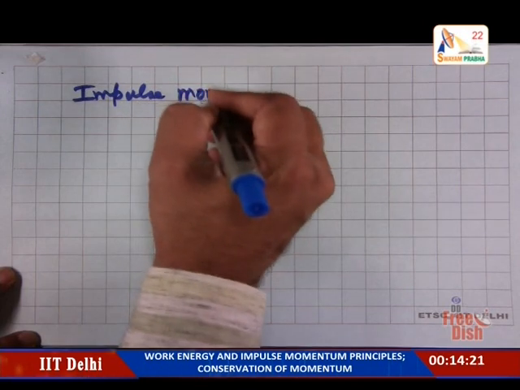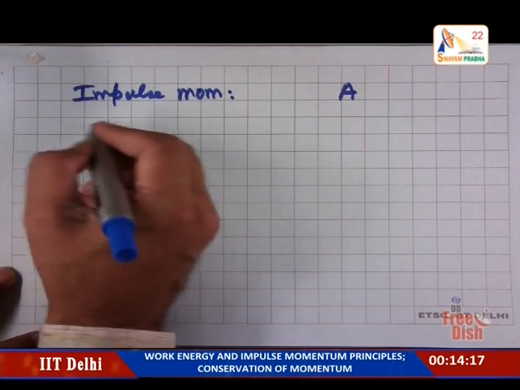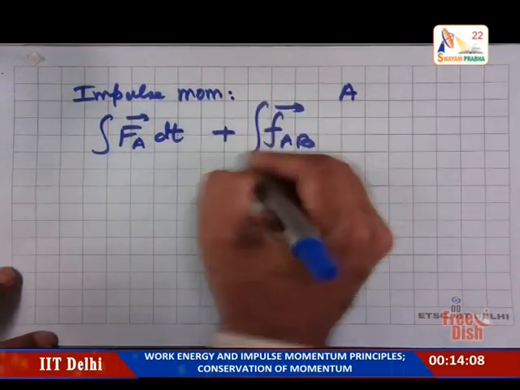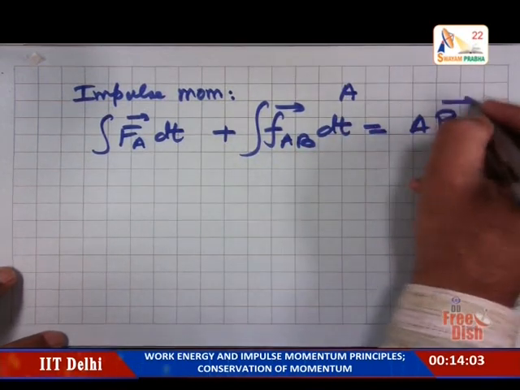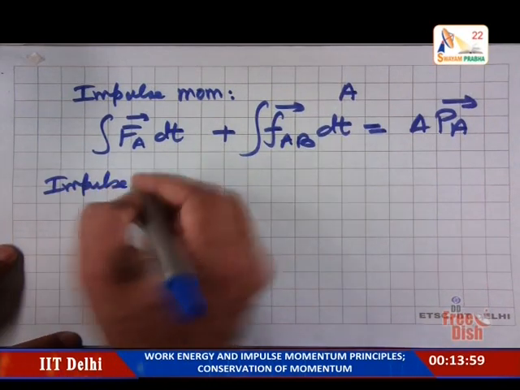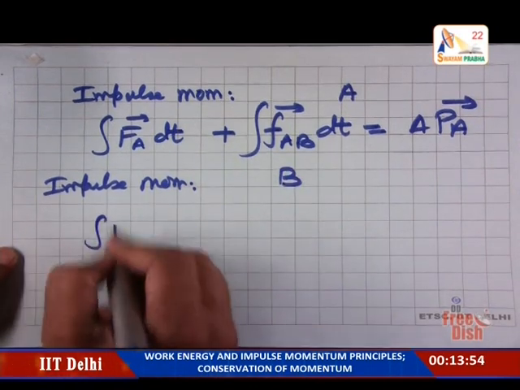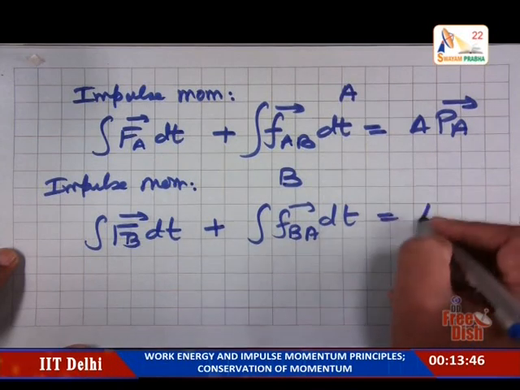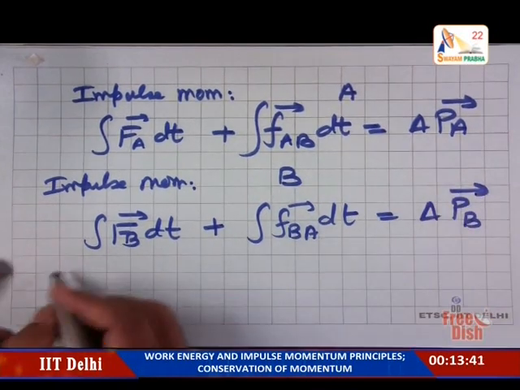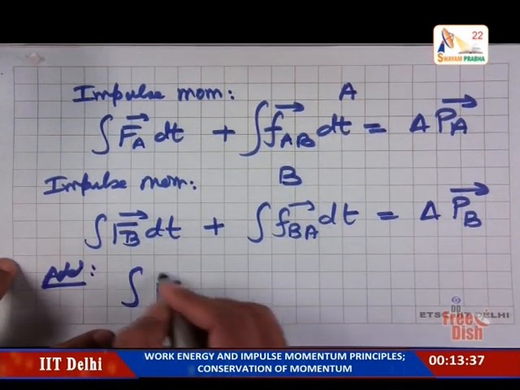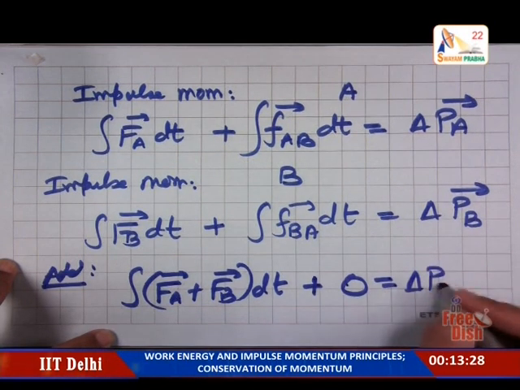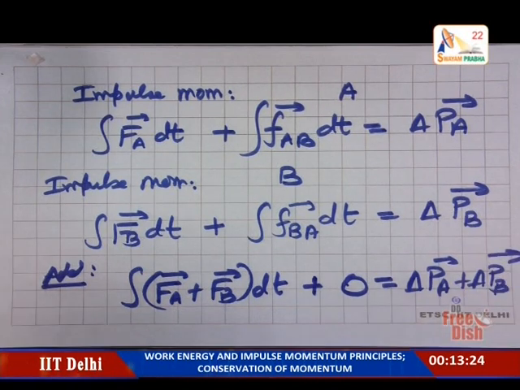So, now let us write the impulse momentum principle. What we will have is the impulse momentum principle for particle A, that will tell us integral Fa dt plus integral Fab dt is equal to change in momentum of particle A, and impulse momentum principle for particle B gives me integral Fb dt plus integral Fba dt is equal to change in momentum of particle B, and when we add these two, what we will get is integral (Fa plus Fb) dt plus 0 is equal to change in momentum of particle A plus change in momentum of particle B.